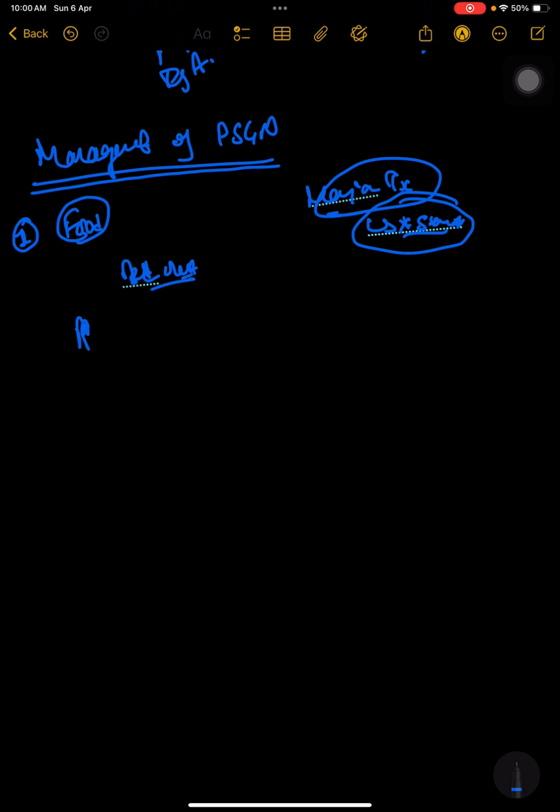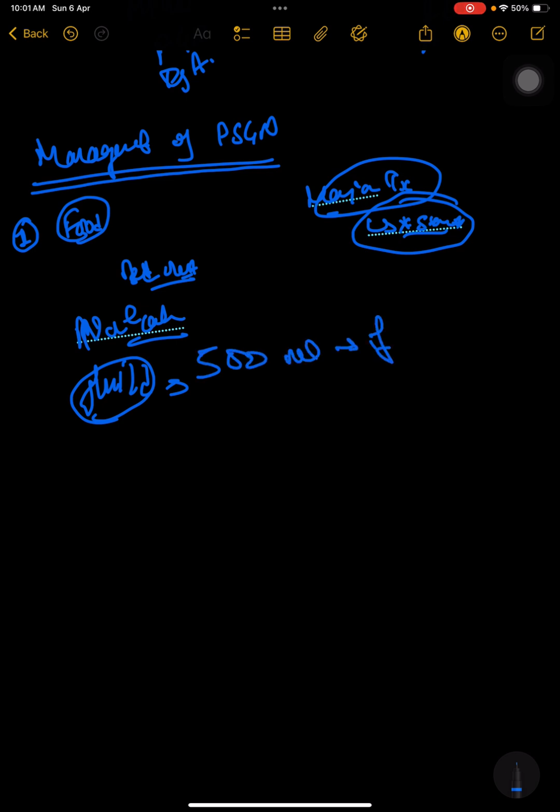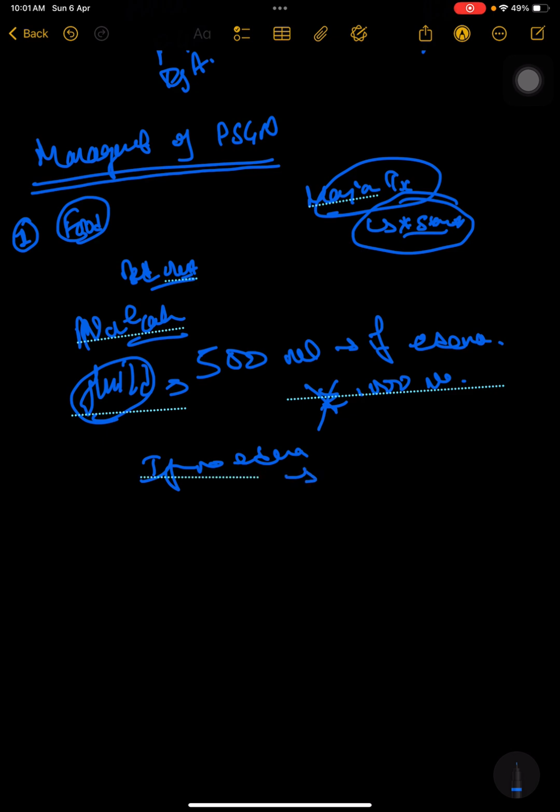Go for sodium control. Fluid intake is the same as I told in nephrotic syndrome: 500 ml if edema is there, not exceeding more than 1000 ml. If no edema is present, you can go for the initial day urine output plus 500 ml. Next, you go for diuretics, fluid restriction, sodium restriction, less sodium. Go for ACE inhibitors.